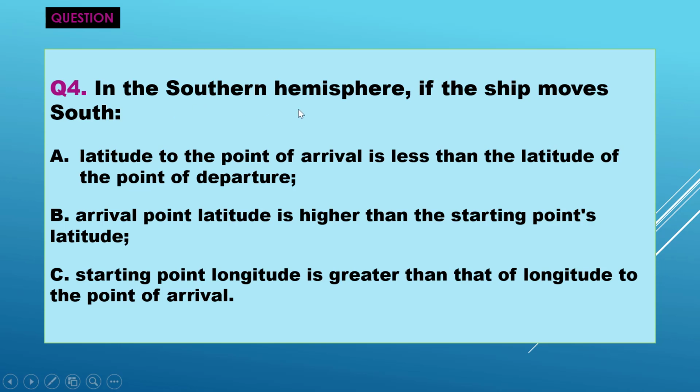Question 4. In the southern hemisphere, if the ship moves south, A, latitude at the point of arrival is less than the latitude of the point of departure. B, arrival point latitude is higher than the starting point latitude. C, starting point longitude is greater than the longitude of the point of arrival. Longitude, this one is already out because we are dealing with south. And south is latitude. So we go to the diagram again.